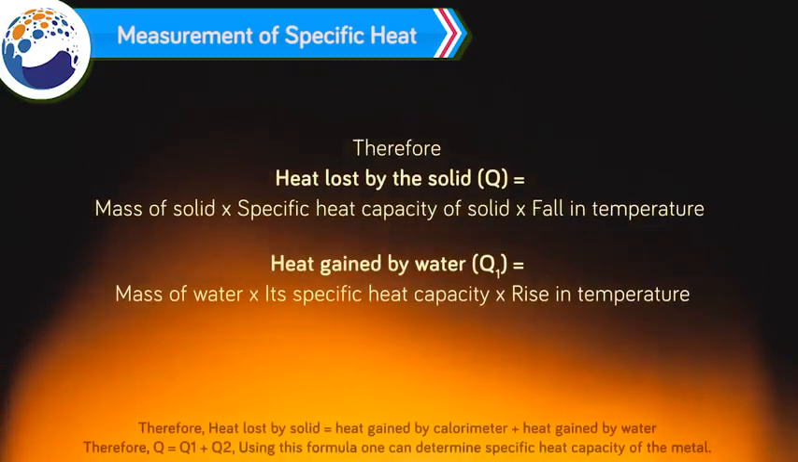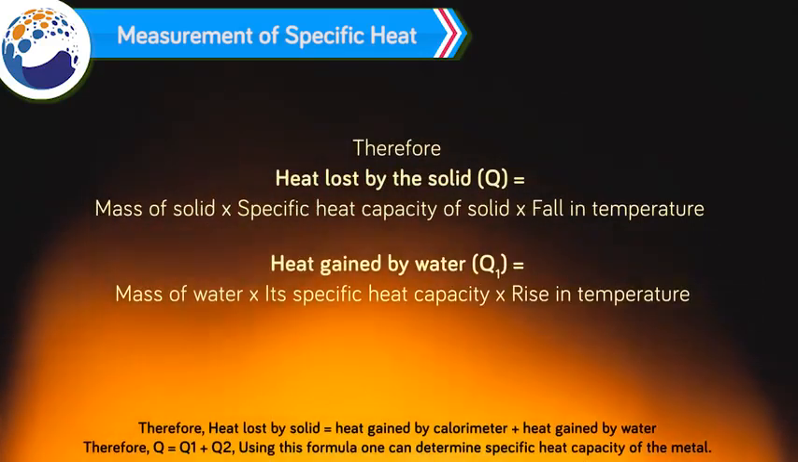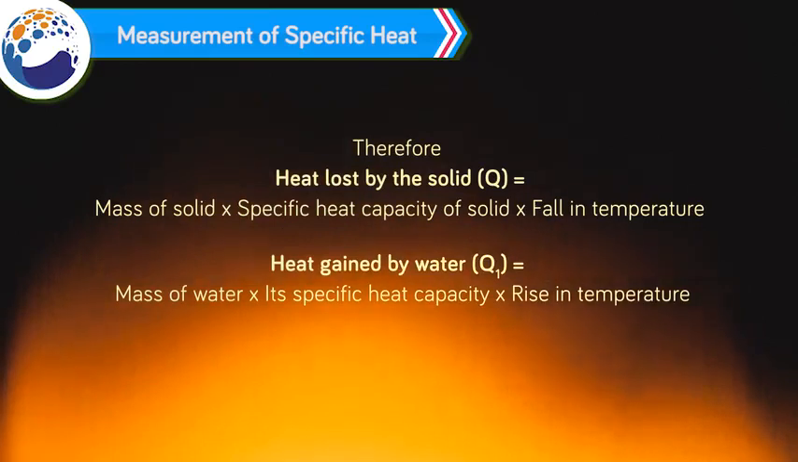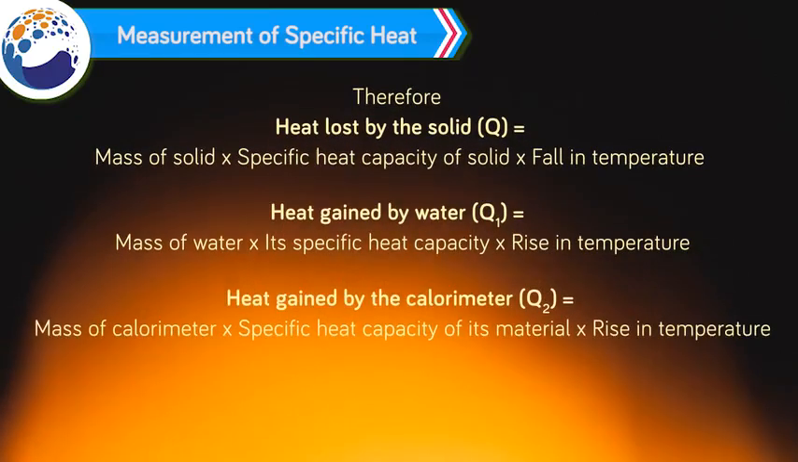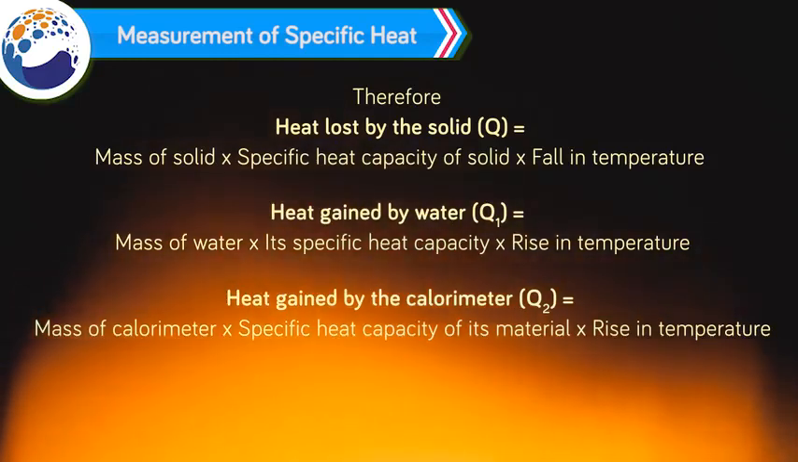Heat gained by water, or Q1, is equal to mass of water multiplied by its specific heat capacity multiplied by the rise in temperature. Heat gained by the calorimeter, or Q2, is equal to mass of calorimeter multiplied by specific heat capacity of its material multiplied by the rise in temperature.